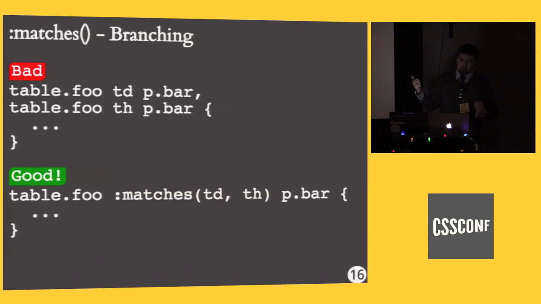The matches function lets you do branching in CSS. I've written this kind of code all the time. Long selector, I need to change one bit to apply it as well, and I have to repeat the entire thing. Bad for maintenance, bad for reading, just not a good deal all around. Using matches, I can capture the fact that I want a TD or a TH in this case, and just put it directly in, write a single selector.